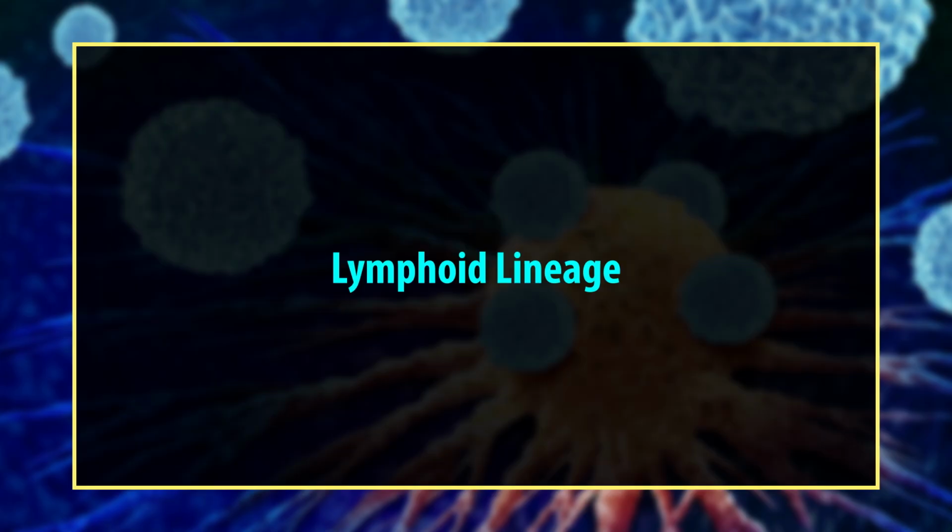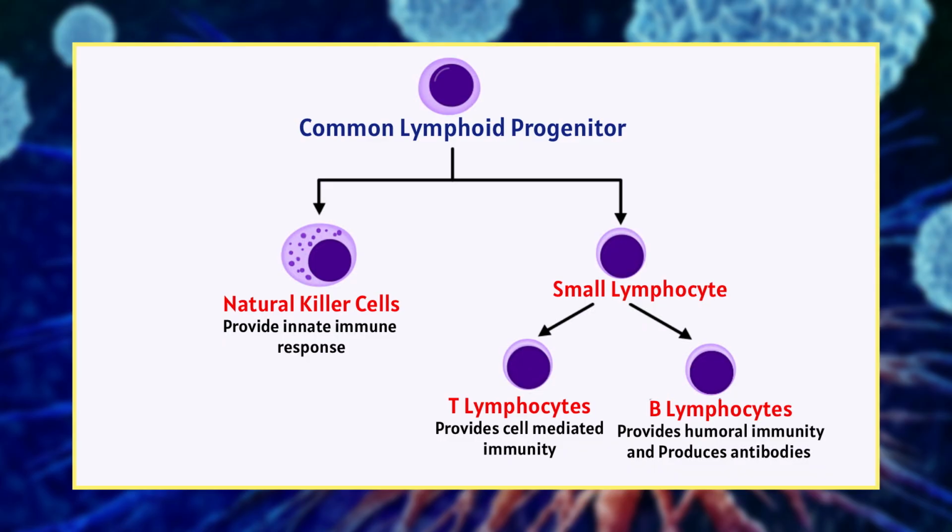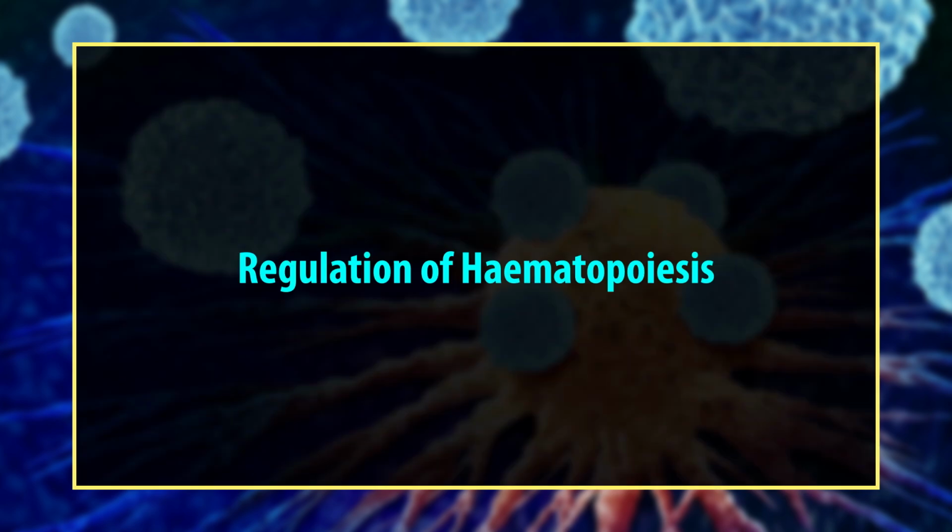Lymphoid lineage, derived from the common lymphoid progenitor. This lineage gives rise to B lymphocytes, which provide humoral immunity and produce antibodies; T lymphocytes, which provide cell-mediated immunity; and natural killer cells, which provide innate immune response.